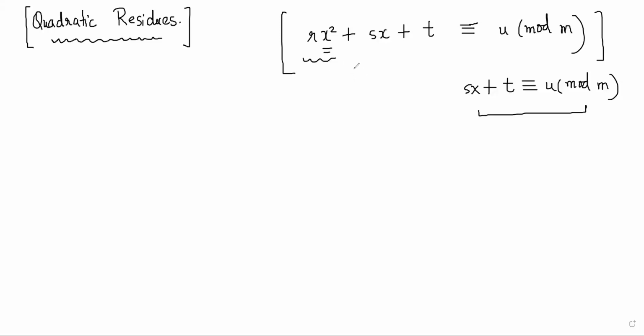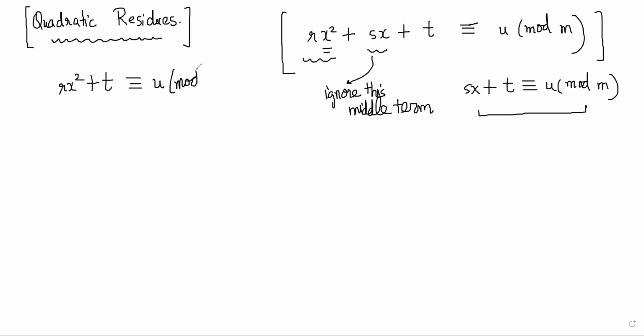What we usually do is ignore this middle term, and we think about a congruence like this: Rx square plus t is congruent to u mod m. Now, we have learned that when we want to solve congruences, we can basically subtract or add anything to both sides of a congruence. So this implies that Rx square is congruent to u minus t mod m. And hopefully you can divide by r here.